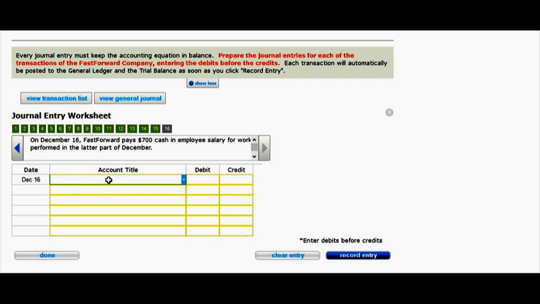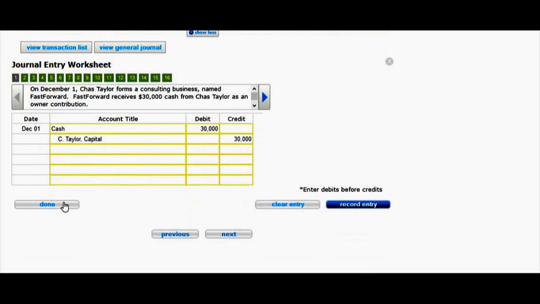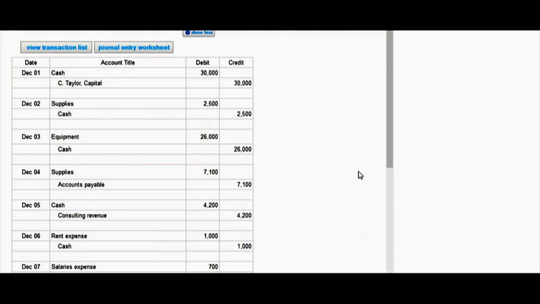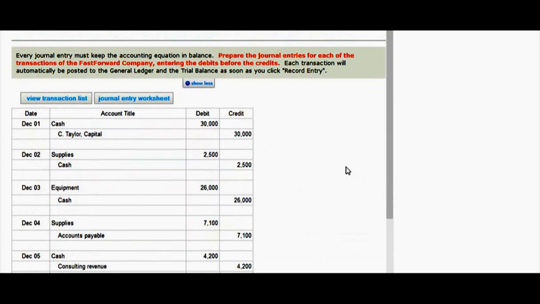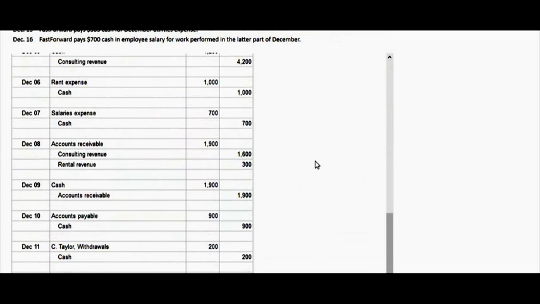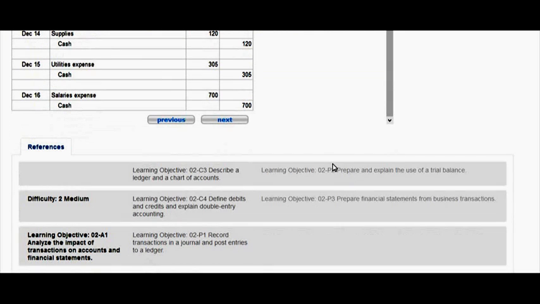Again, pays employee salaries. Salaries expense, $700. Credit cash, $700. One more. Oh, we're all done. Okay. I'm going to click done. And then we see all of our journal entries here.